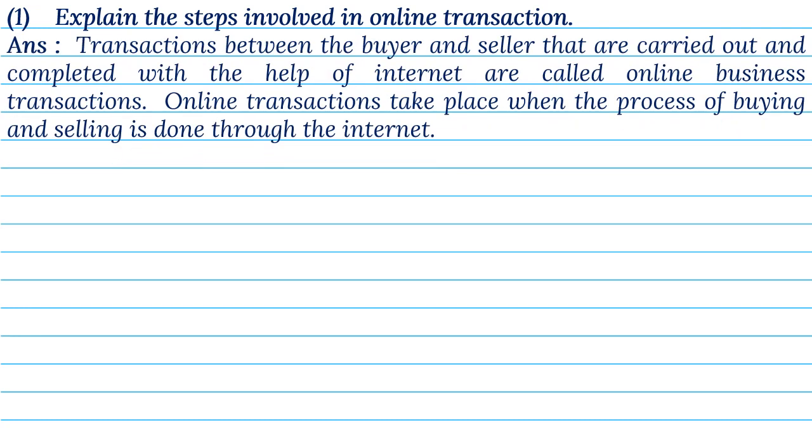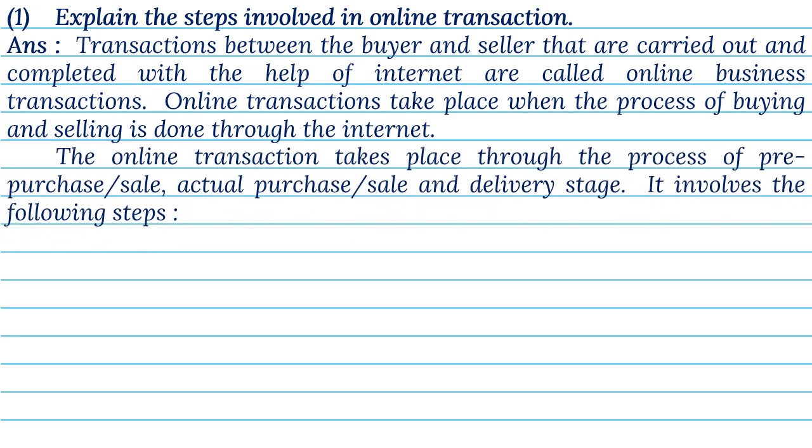Answer. Transactions between the buyer and seller, that are carried out and completed with the help of internet, are called online business transactions. Online transactions take place when the process of buying and selling is done through the internet. The online transaction takes place through the process of pre-purchase, or sale, actual purchase, or sale, and delivery stage. It involves the following steps.